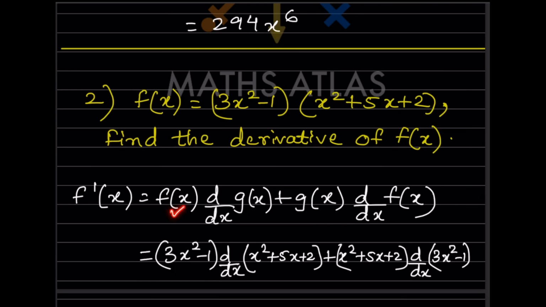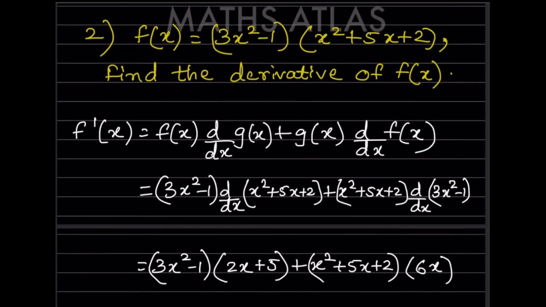And then this f of x, here we will consider 3x squared minus 1, and d by dx of this whole thing, plus again g of x, d by dx of, so that will be 3x squared minus 1. So what will you write here? This will be the same.